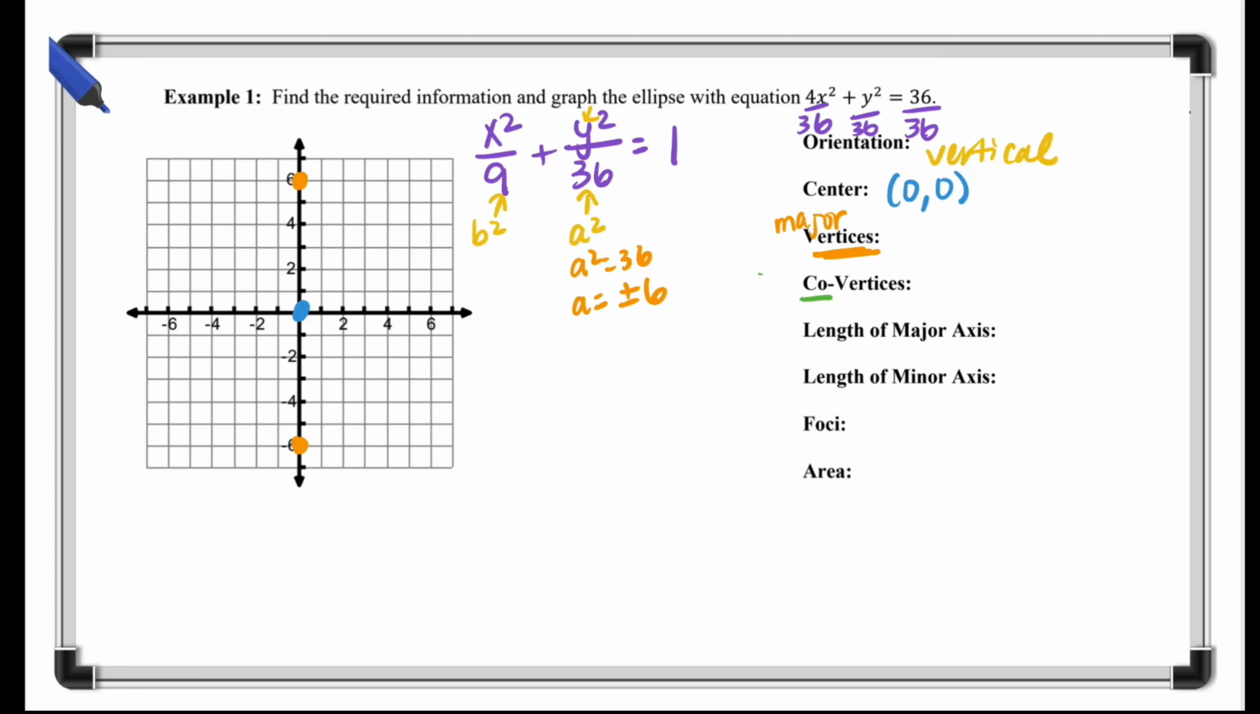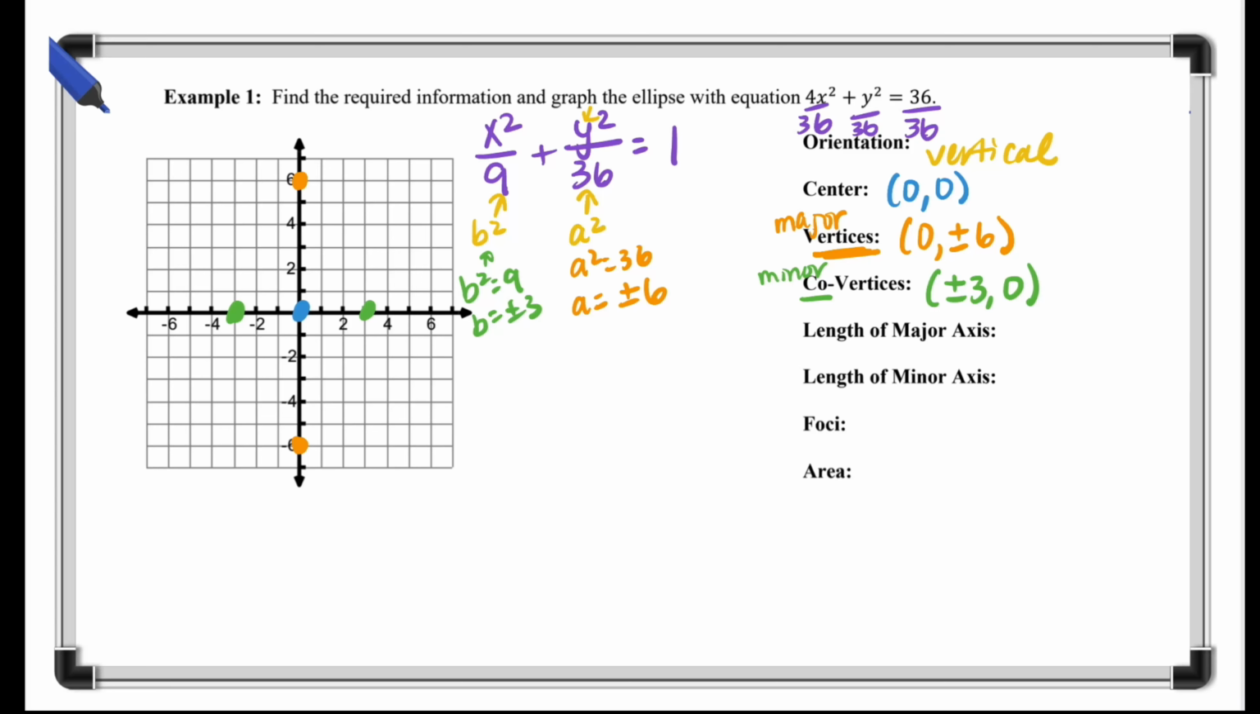When you look at your co-vertices, that's going to be on the minor axis. So that's the b value there. So b squared equals 9. So b is plus or minus 3. So I'm going to go to the right 3 and to the left 3. Now I can write those coordinates for those points. My vertices would be 0, comma, plus or minus 6. And then for my co-vertices, I'm going to the left and right, so I'm going plus or minus 3, comma, 0.